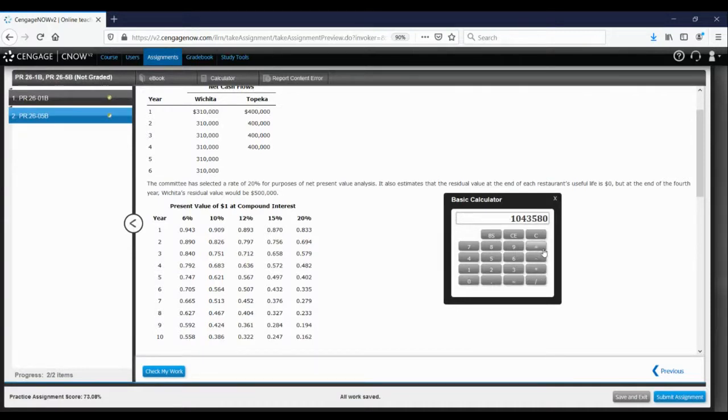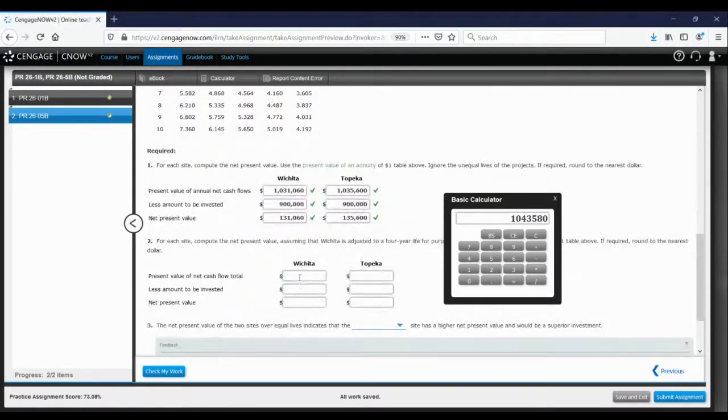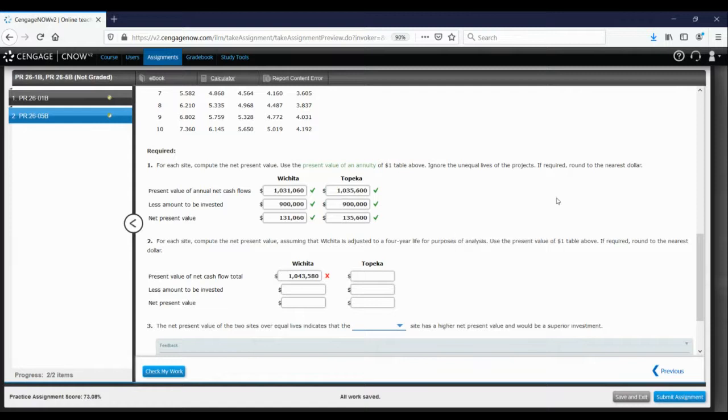So the total present value may have a mistake here, but let's see. It's 1,043,580. I didn't add them right. So I'm going to go back and I'm going to add them again.